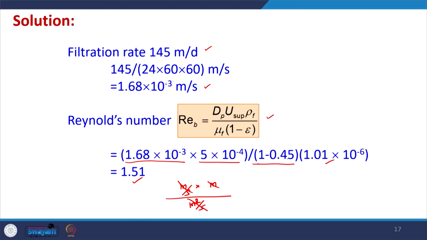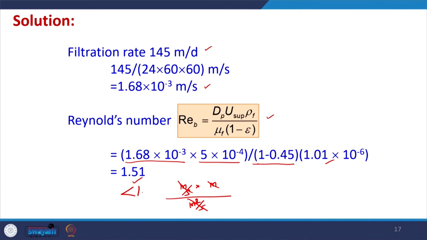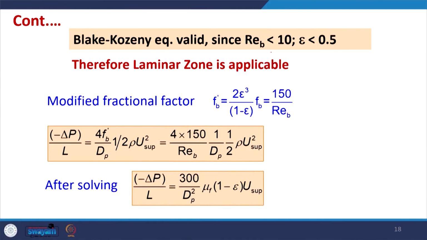0.45 is the porosity of the bed, so 1 minus epsilon becomes 0.55, and if you solve it, the Reynolds number comes out as 1.51. Now, this Reynolds number is less than 10, so we can use the laminar flow zone. Since the Blake-Kozeny equation is valid when the Reynolds number is less than 10 and epsilon is also less than 0.5, the laminar zone is applicable here.